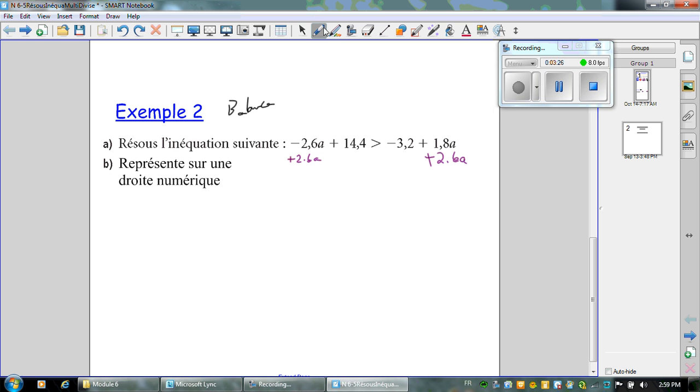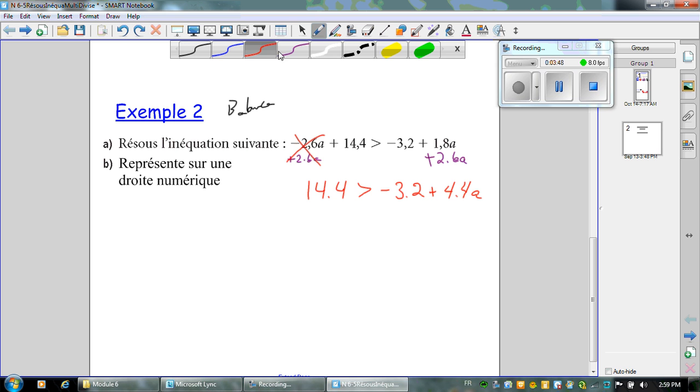I'm adding 2 and 6 tenths a. So that's gone. I got rid of it. It leaves me just 14 and 4 tenths on this side, greater than negative 3 and 2 tenths, plus 4 and 4 tenths times a on the other. So what number do I take away 3 and 2 tenths from that gives me 14 and 4 tenths? Well, if you can't figure that out, you can just add 3 and 2 tenths to this number to get 17 and 6 tenths.